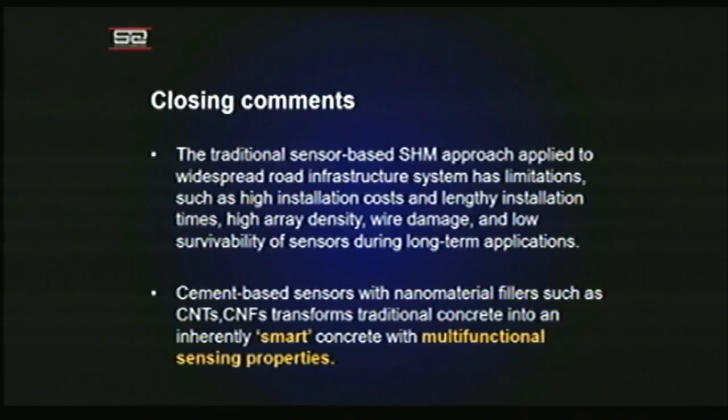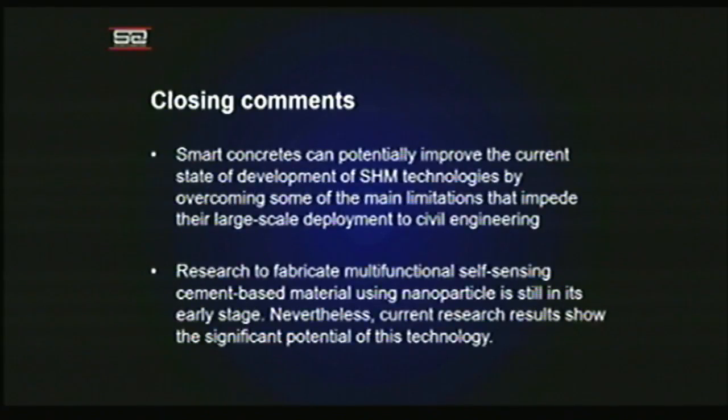So at present, cement-based sensors with nanomaterial fillers, such as carbon nanotubes as well as carbon nanofibers, transform traditional concrete into inherently smart concrete with multi-function sensing properties. Smart concretes are potentially improving the current state of development of SHM technology by overcoming some of the main limitations which I've already told.